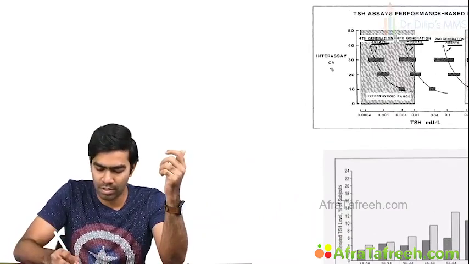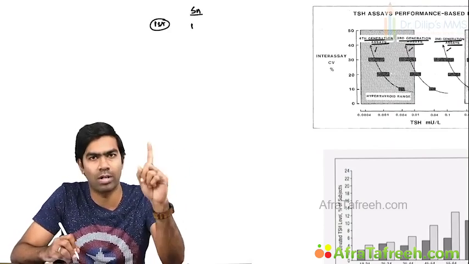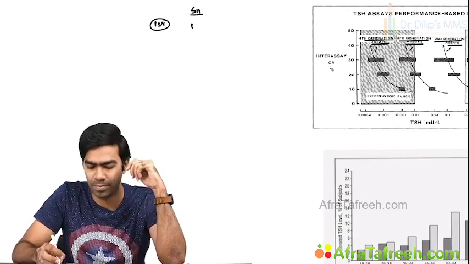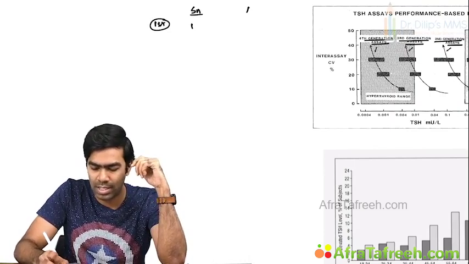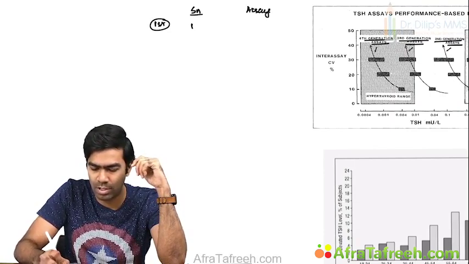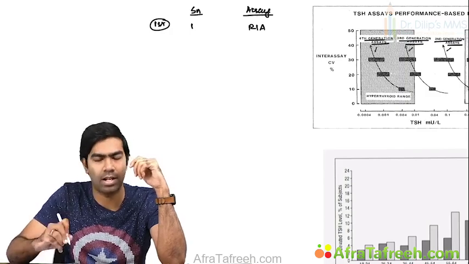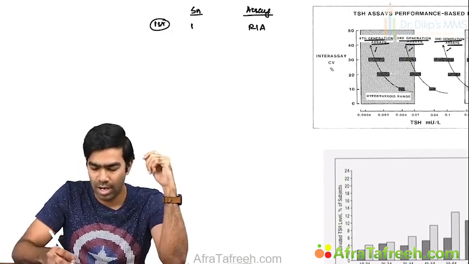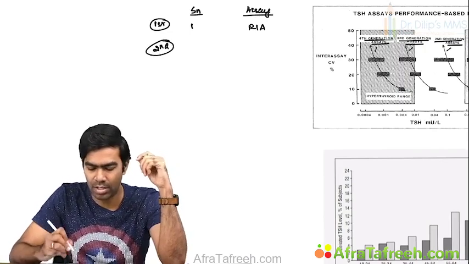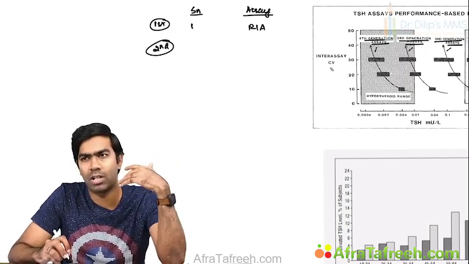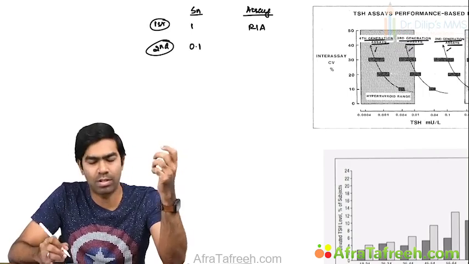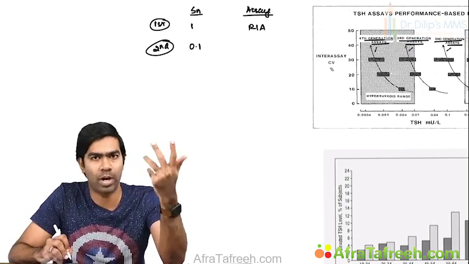So let us write here, what are the generations? We know we have a first generation, and what is the sensitivity of detection? It is only 1 milli international units per liter. But what is the assay used? The assay actually used a traditional simple RIA. This is what the assay used. And we had the second generation. Second generation sensitivity became tenfold better, that is, it became 0.1.